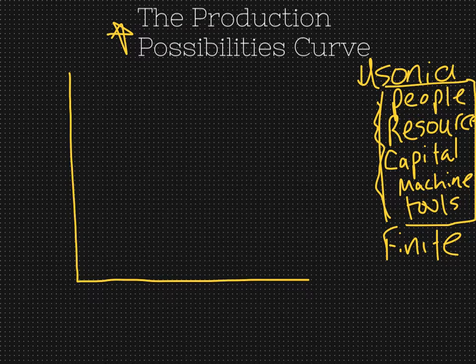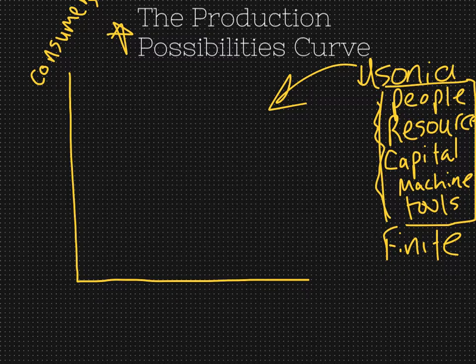In order to show what real life looks like, economists create a graph. That's what we're going to do a lot in economics: create a graph to represent how the world works. This graph represents the choices that Usonia has to make. On one side, this country can make stuff that consumers want to buy.